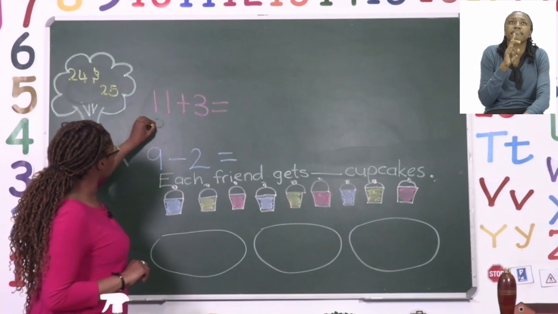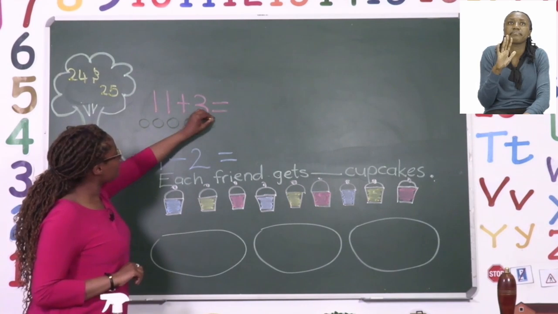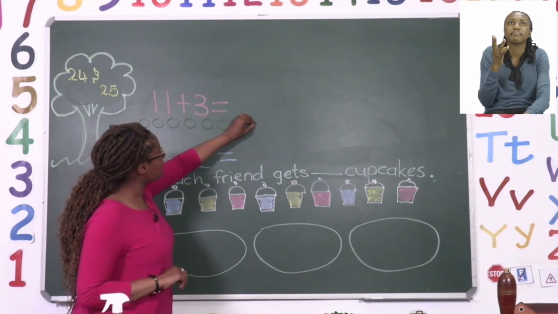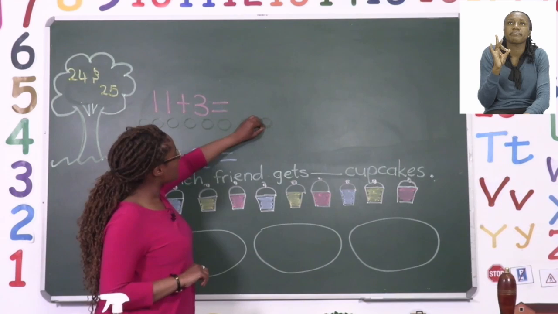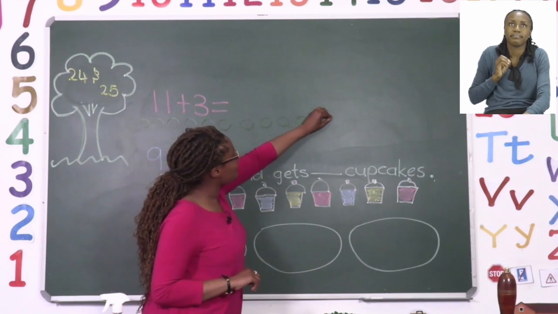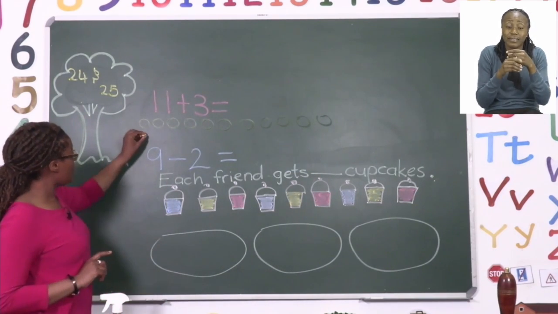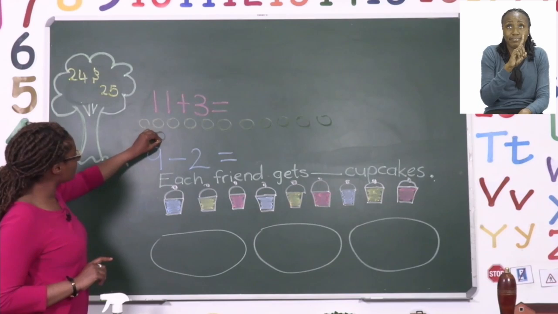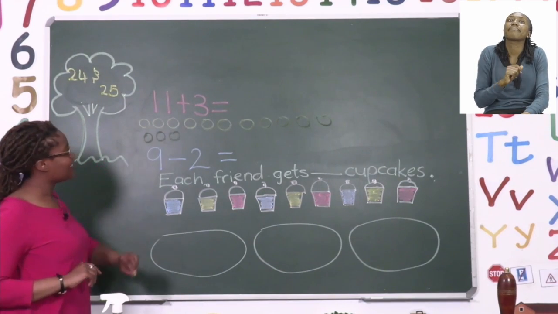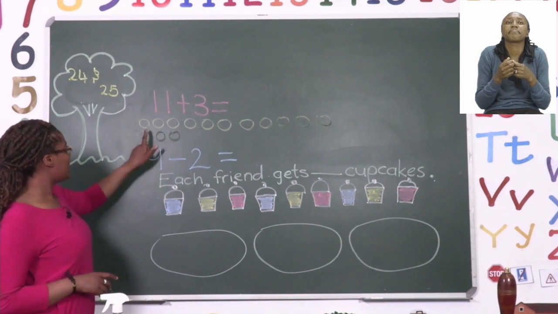1, 2, 3, 4, 5, 6, 7. Count with me. 8, 9, 10, 11. And now we're going to add 3 balls. 1, 2, 3. So to get our answer, we need to put the balls all together.